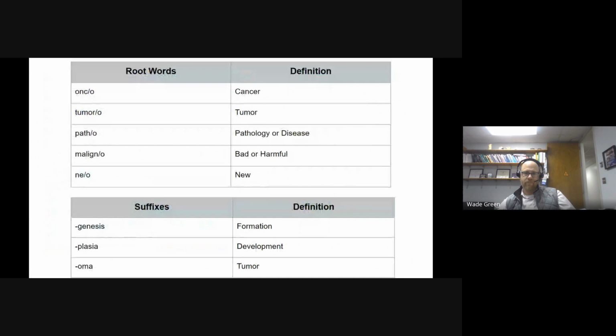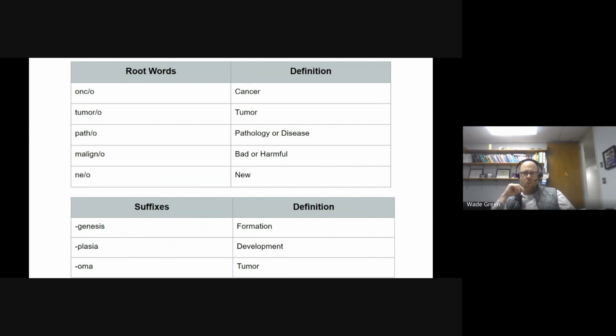I like to finish all of my lectures, guys, when we talk about medical terminology, with terms. So here are some root words for you. Onco is the root and combining vowel for cancer. You won't see this as much, but you will see it occasionally. Tumor, pretty easy, is the root and combining vowel for tumor. Patho means pathology or disease. Maligno means bad or harmful.